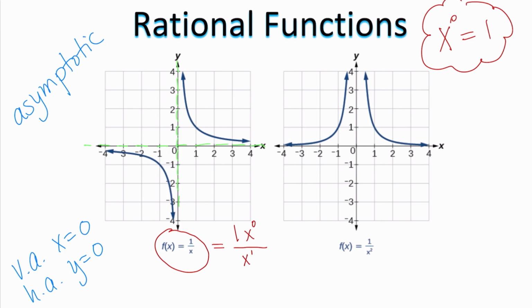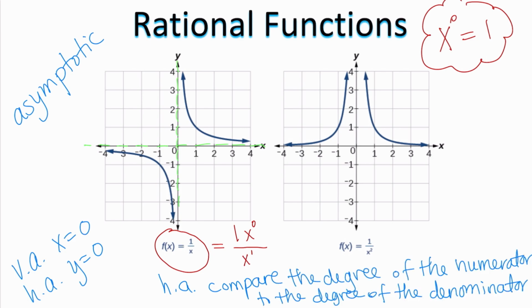So I'm going to go ahead now and try to determine the horizontal asymptote. Again, I'm going to compare the degree of the numerator to the degree of the denominator. In this particular case, the degree of the numerator is 0, the degree of the denominator is 1. That means the top is smaller, the degree of the numerator is less than the degree of the denominator. Therefore, when the top is smaller, y is equal to 0.